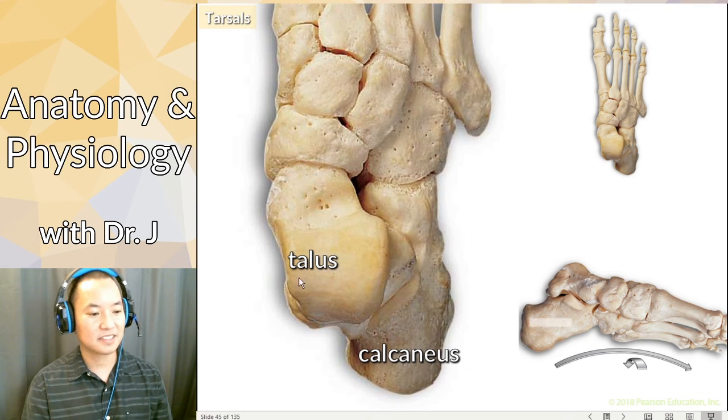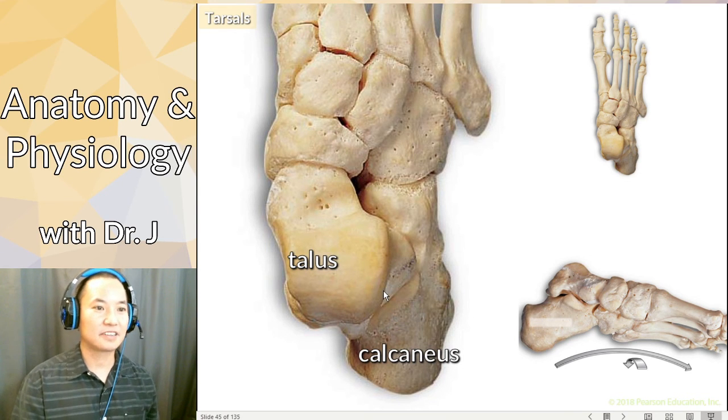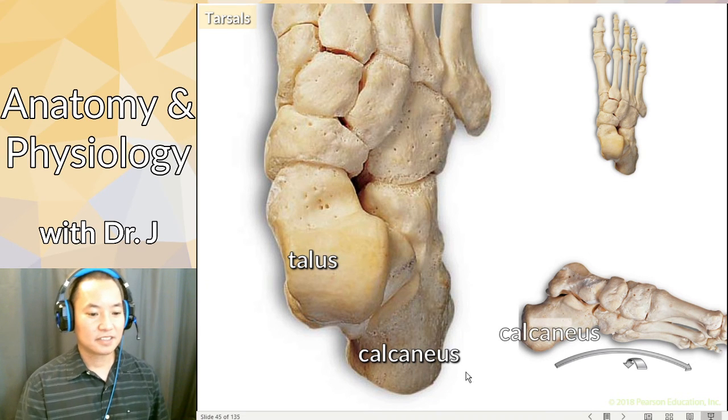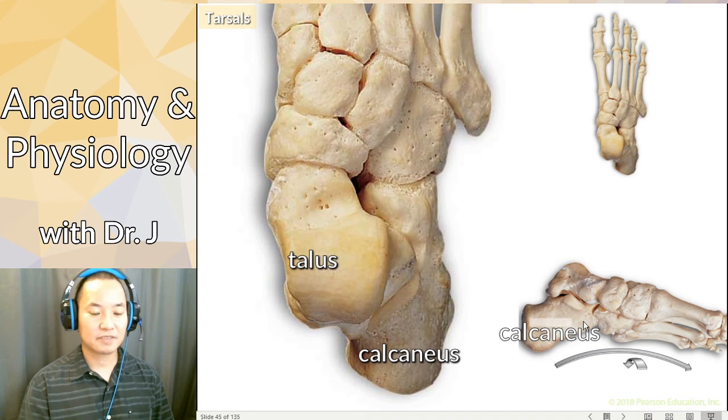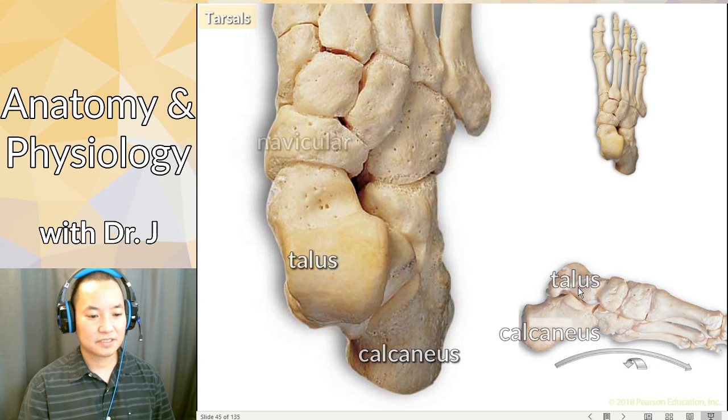So we have the talus. This kind of forms your ankle right there, and then the calcaneus forms the heel of your foot. If you're looking at it from the side, the calcaneus is the part that's actually touching the ground. The talus is where the tibia and the fibula are articulating. This is the part that has the malleoli on either side. And the talus, again, forms your ankle joint.